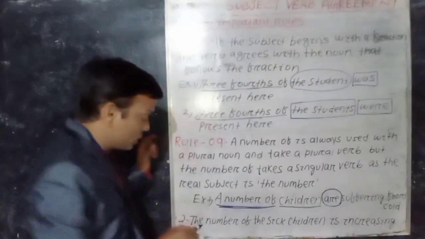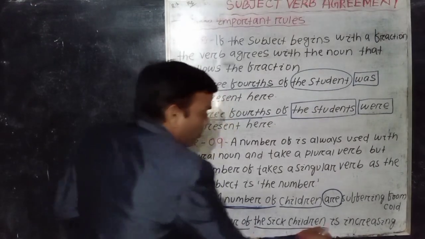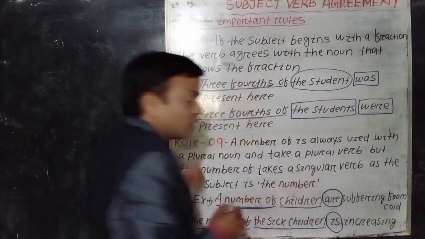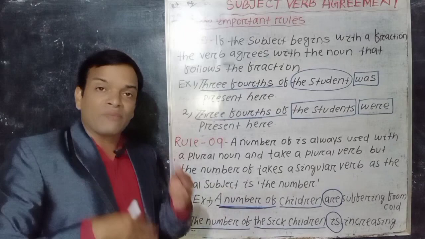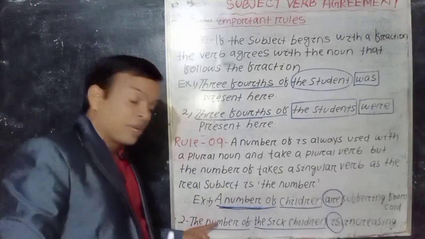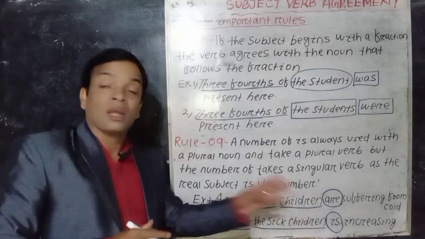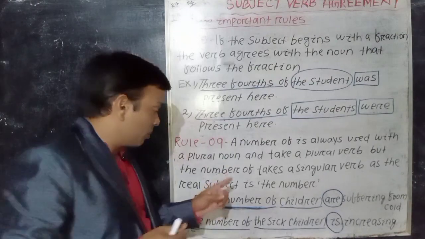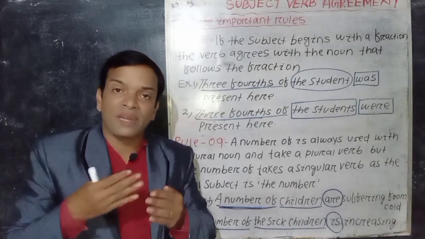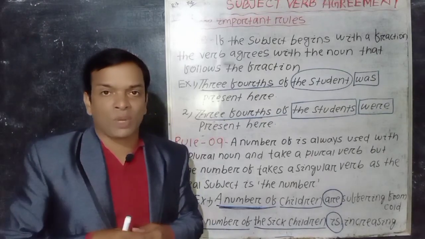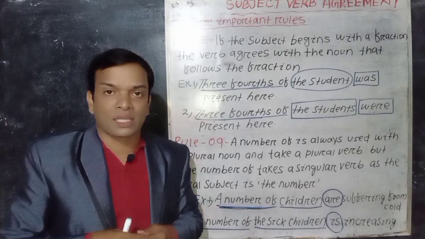But in the same situation, the number of also takes the plural noun, but it takes the singular verb. Why? Because a is indefinite. That means here it shows the indefiniteness of children. But the phrase the number of shows the definiteness of the noun. So we use the singular verb after the number of, but we use the plural verb after a number of. A number of shows the indefiniteness of the noun, so it takes a plural verb, but the shows the definiteness of a noun, so it takes a singular verb.